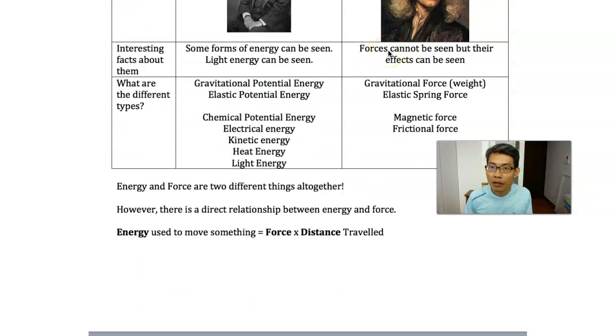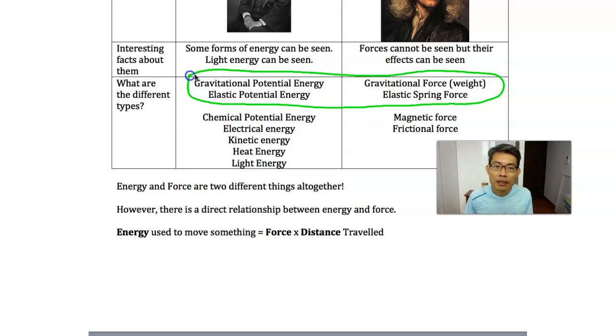Forces cannot be seen, you have learned that, but you can see their effects. As for energy, you can see some forms of energy. The one I can see clearly will be light energy, alright? And what are the different types of energy? The part I'm going to circle is the part where some of you get confused at times, okay? But they are different. Now, gravitational potential energy is not gravitational force.